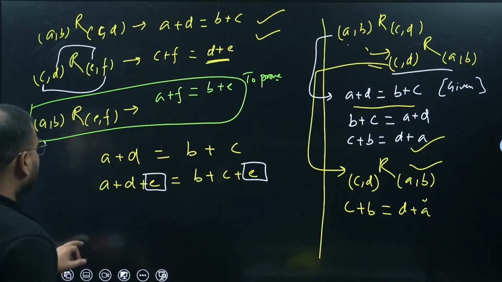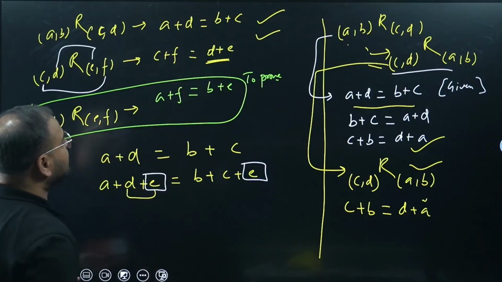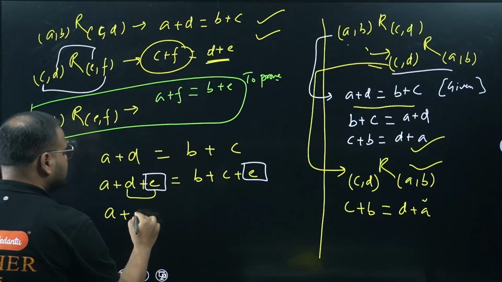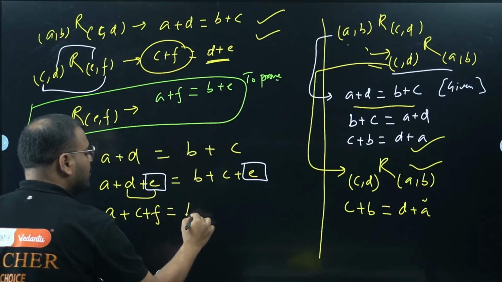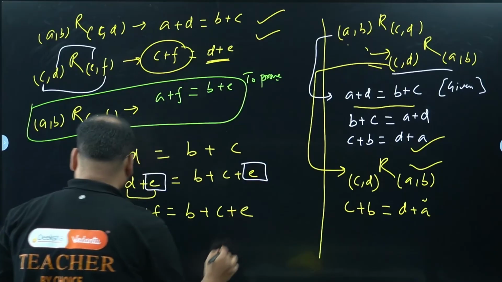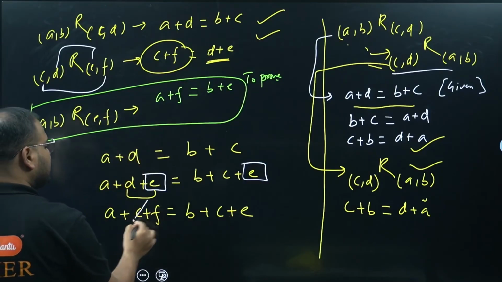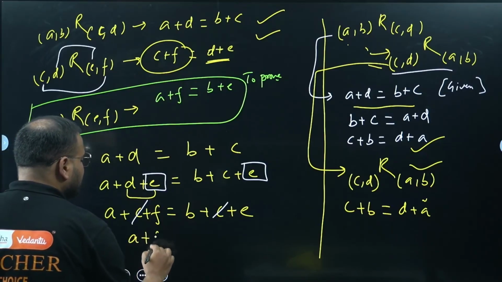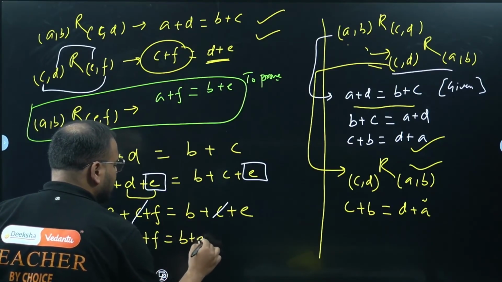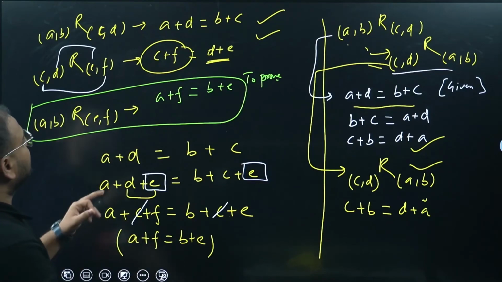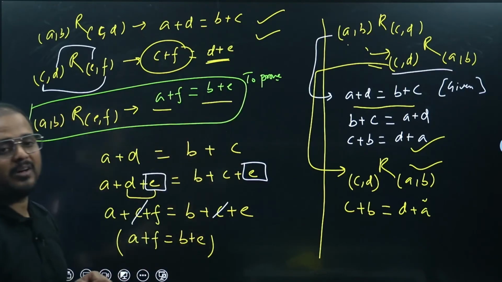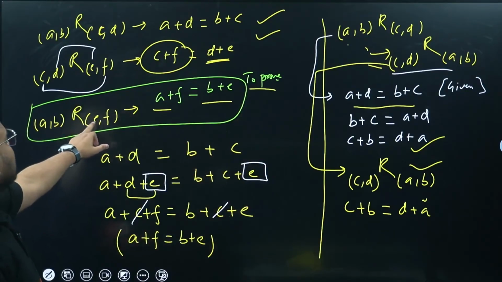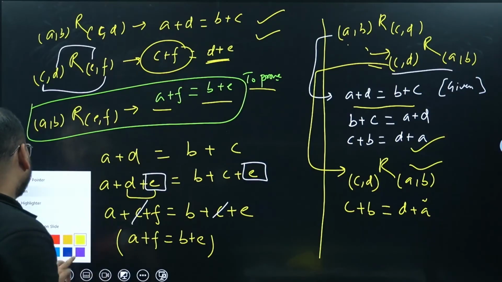What is going to be this combination D plus E? I can replace it by C plus F. So I can write it as A plus C plus F equals B plus C plus E. Check here. C and C cancels. What I'm getting as the final answer is A plus F equals B plus E. That's what we have to prove, na? This is the to-prove condition. Done. A, comma B, R, E, comma F. It means what?